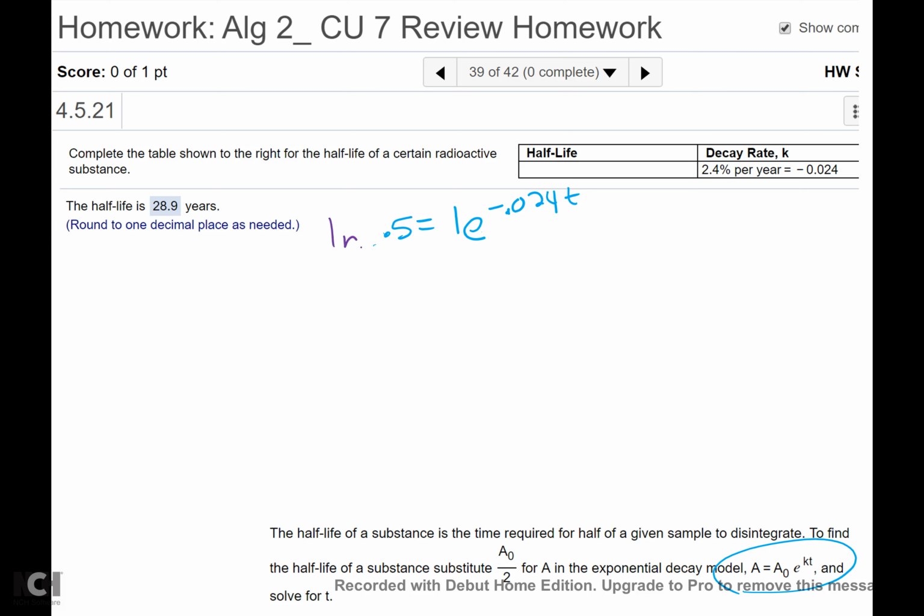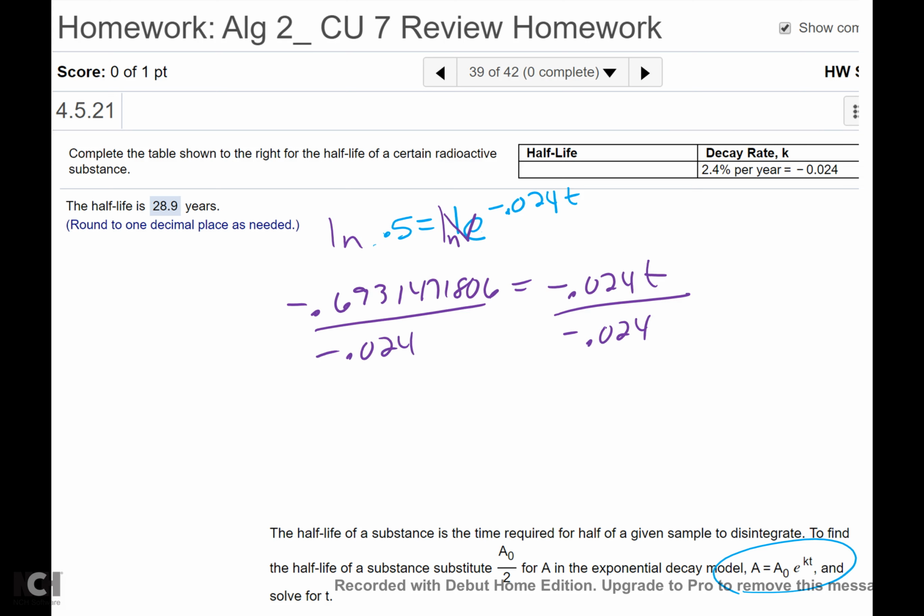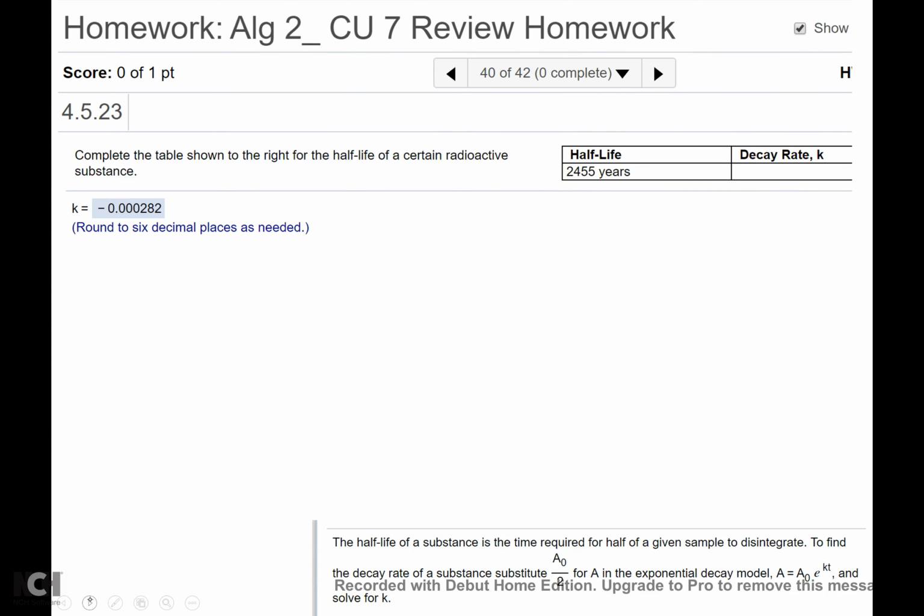So to get t out of the air, I'm going to ln both sides. Alright, and if I ln 0.5, I get negative 0.693147186. Equals, those cancel, and I get negative 0.024t. Divide by negative 0.024, and t equals, divided by negative 0.024, 28.8811, yada yada, to 1 decimal place. That 8 would bump it up to a 9. Okay? Complete the table shown.